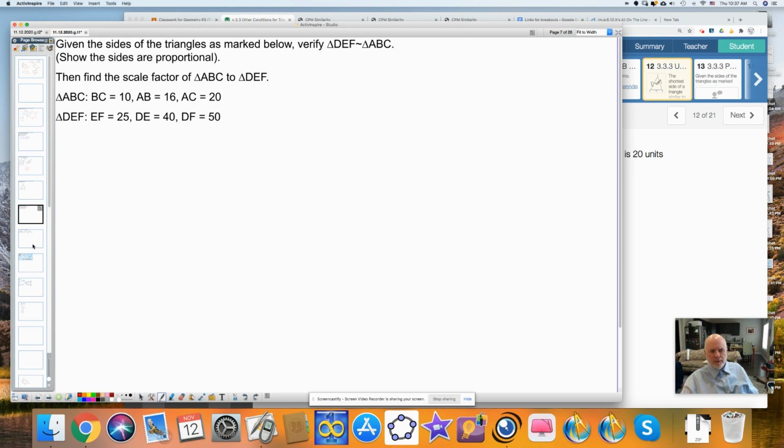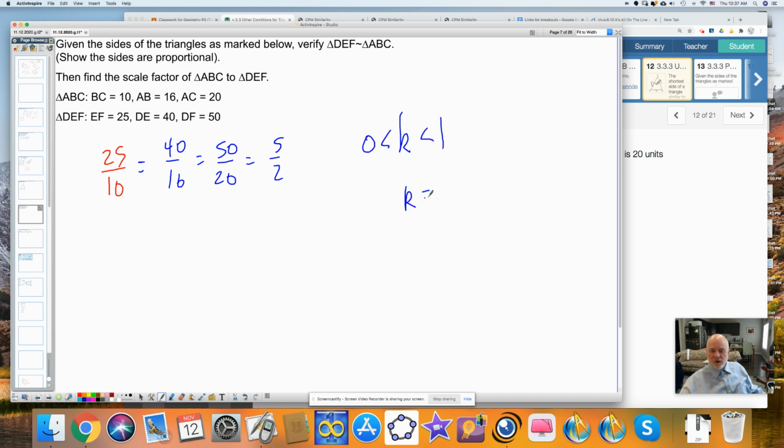Here we have also a problem. Notice where I'm going from goes on the bottom. So you would set this up as 25 over 10. And that's equal to 40 over 16, which is 50 over 20. My scale factor is 5 over 2. I'm getting larger. Remember our scale factor, if it's between 0 and 1, it gets smaller. If it's equal to 1, it stays the same. That would be congruence. And if my k value is greater than 1, that means it's getting larger. Here, this is getting larger. Sure enough, from 10 to 25 is getting larger.